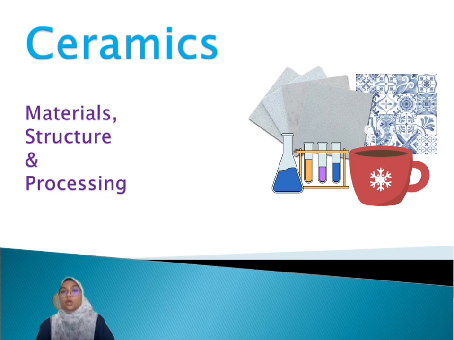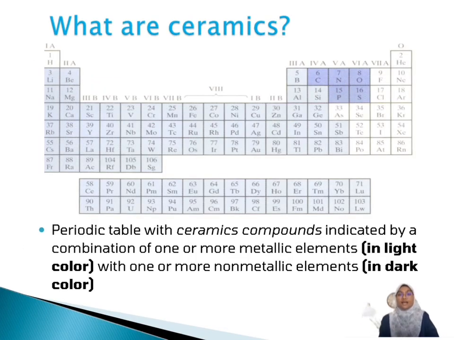We're going to present a topic about ceramics, which is material, structure and processing. What are ceramics? Ceramics are a combination of one or more metallic elements with one or more non-metallic elements. Metallic elements are predictably in the light color and non-metallic elements are predictably in the dark color.